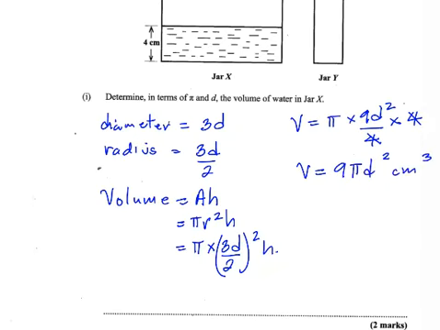All right, next it says, if all the water from jar X is now poured into jar Y, we're to calculate the height it will reach. So the water that was in jar X is now poured into jar Y. So in jar Y, the diameter is equal to d. The radius is equal to d over 2.